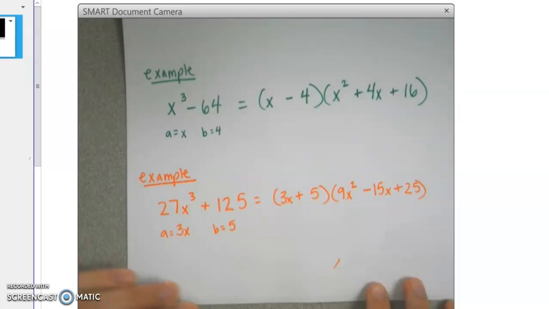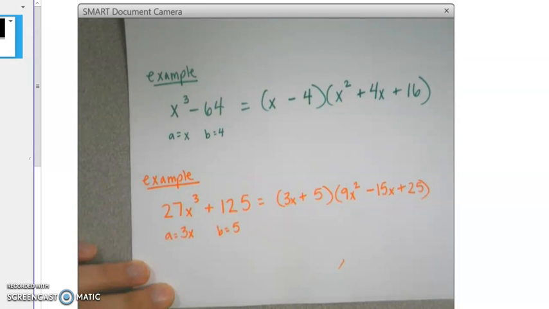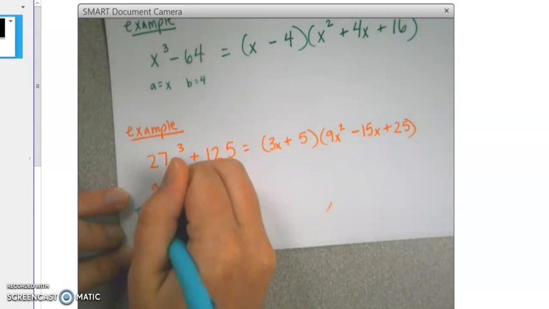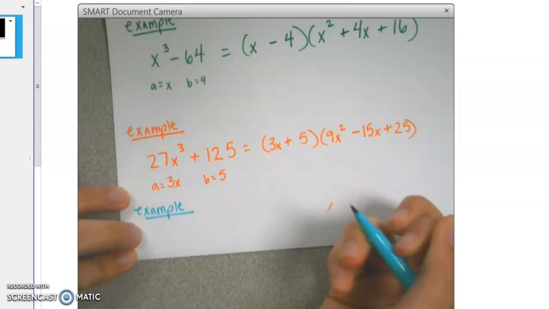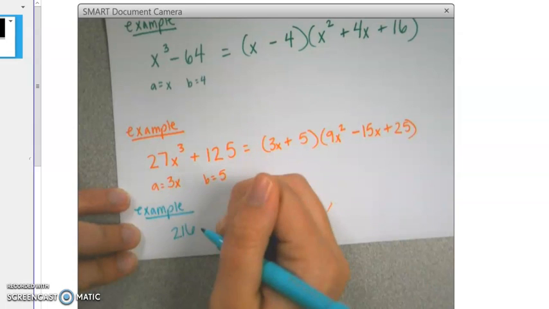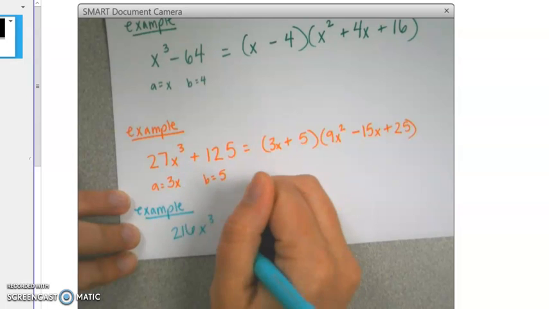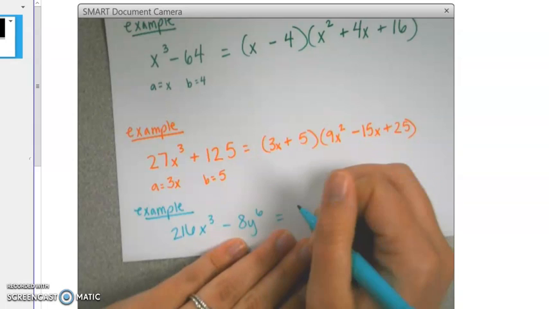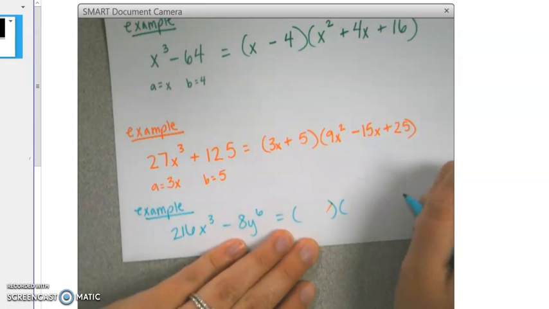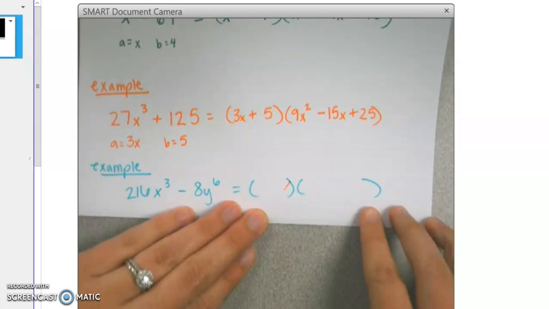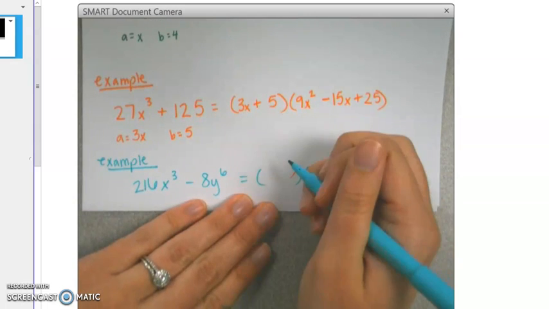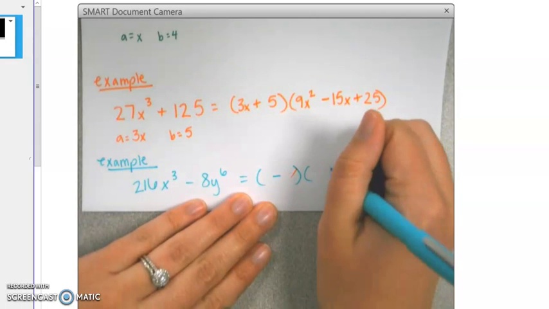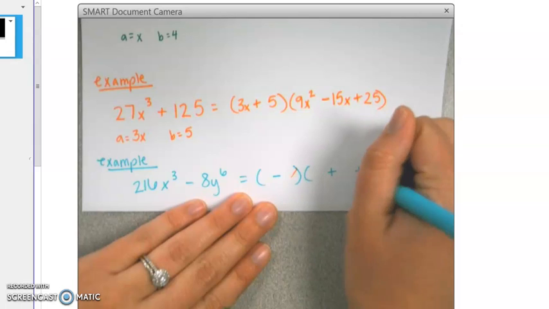And I do want to do one hard one just in case you come across a hard one. That way you know what those look like. So let's do 216x cubed minus 8y to the 6. Go ahead and fill in those signs. I started with minus, so this is going to be minus. The next one is opposite, and the last one is always plus.